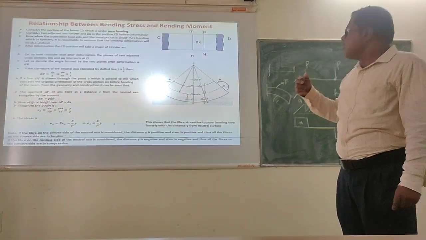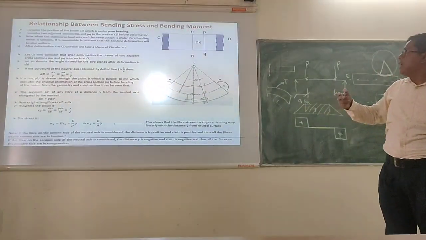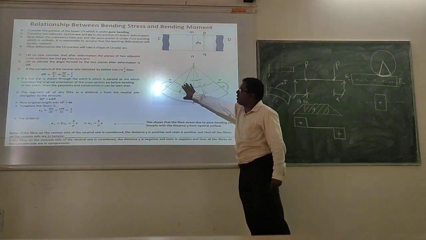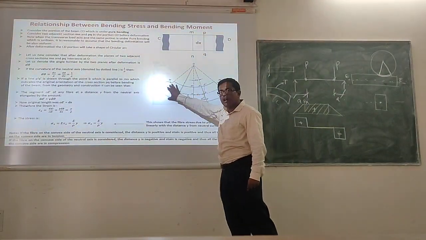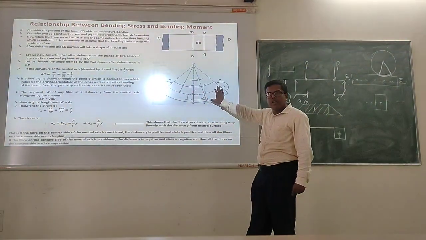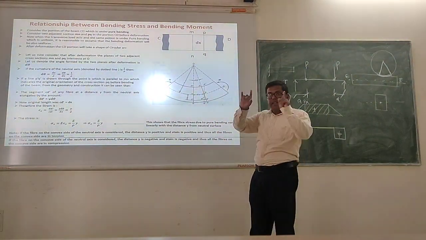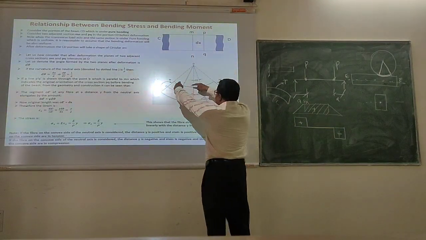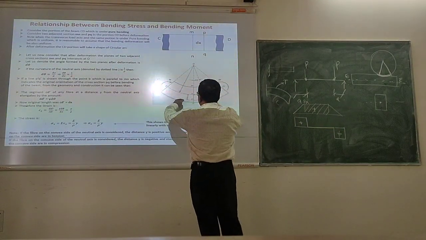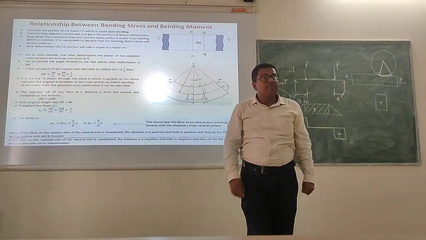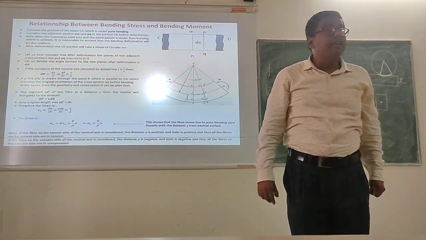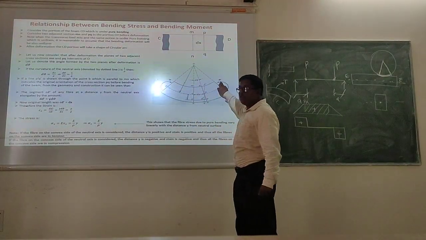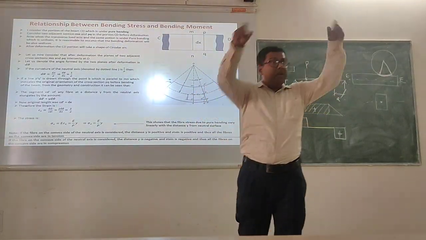Okay? So after deformation, the CD portion will take the shape of a circular arc. This is what is happening. Circular arc is coming. Clear? Understand one after the other. So this CD portion was straight. This CD portion is becoming a circular arc, subjected to pure bending. And where from? So these are the bending. So on both sides there will be moment M coming.